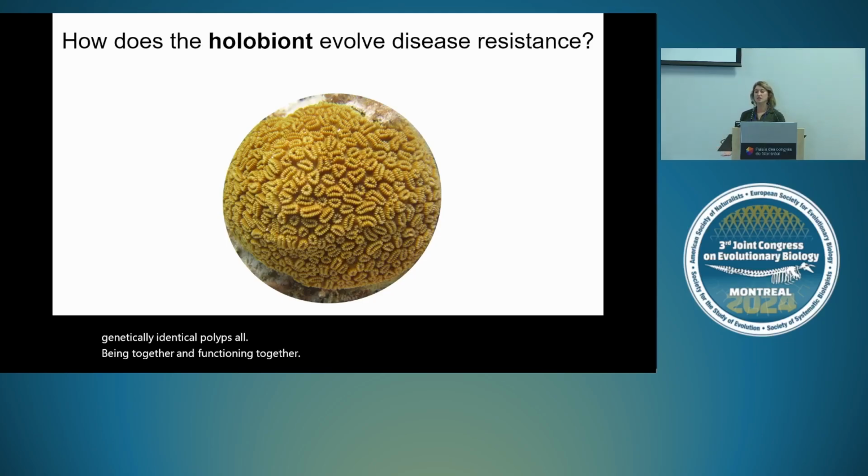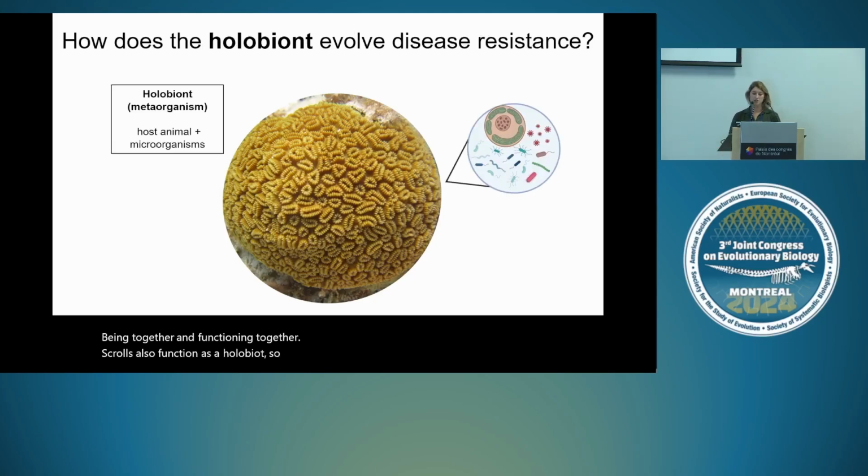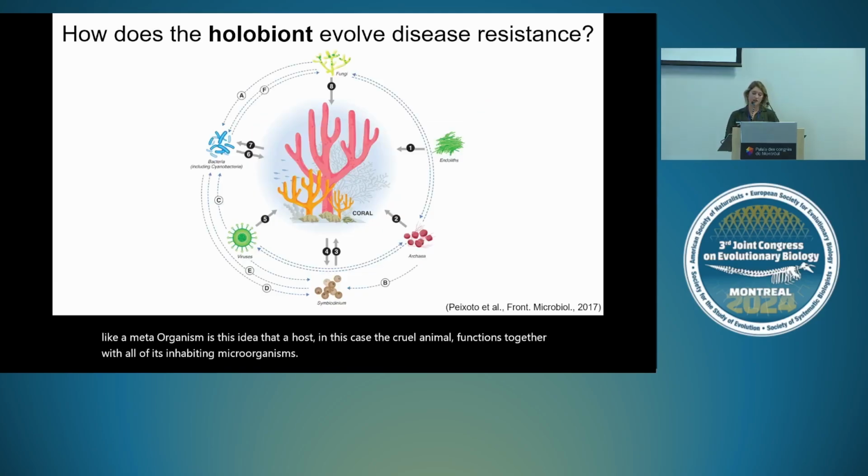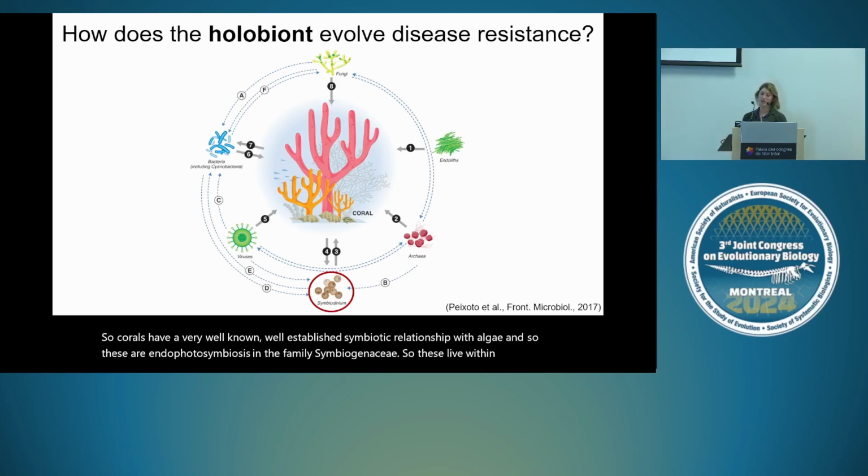So corals also function as a holobiont. If you're not familiar with that term, it's the same as a metaorganism. It's this idea that a host, in this case the coral animal, functions together with all of its inhabiting microorganisms. Corals have a very well-established symbiotic relationship with algae, and so these are endosymbionts in the family Symbiodinaceae, which live within the coral tissue and provide the majority of the coral's nutrient requirements. Most Scleractinia cannot live without them, so these are a really important part of their microbiome.